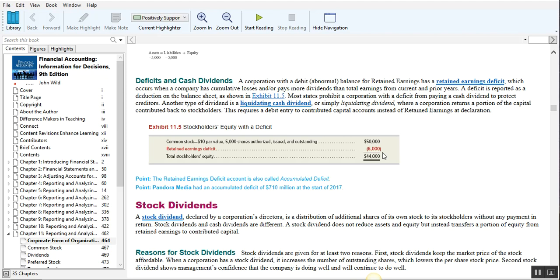Now, there's a difference between that and a liquidating cash dividend. This is not a liquidating cash dividend, even though it reduces retained earnings to the point where there's a deficit. A liquidating cash dividend is when you're liquidating assets of the corporation, and that will require a debit entry to capital accounts instead of the retained earnings when it's declared.